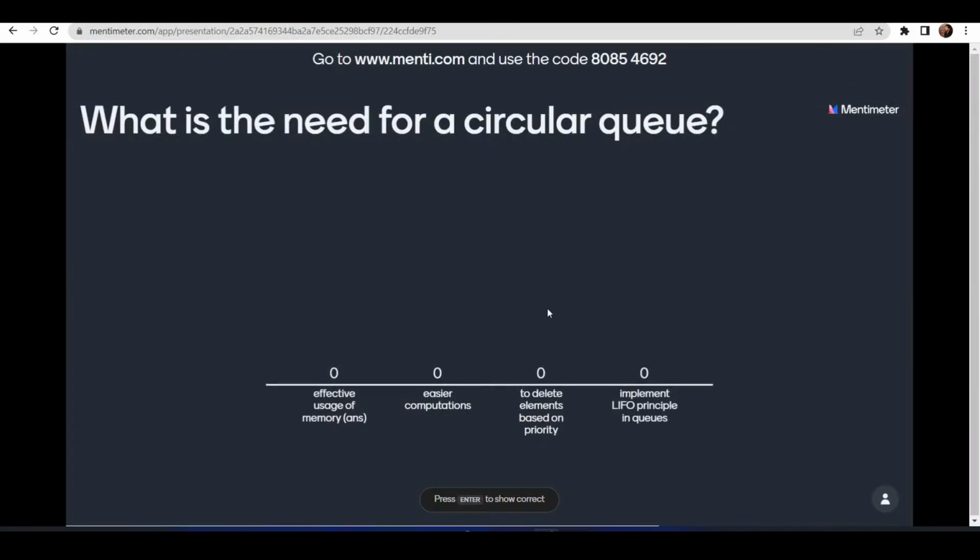So let's check from the exam given options. Effective usage of memory, yes, this can be the answer. Easier computations, might be, but the more effective answer will be the first case. To delete elements based on priority, no, this is not the case. Implement LIFO property in queues, no, this can also not be the case. We have the answer as effective usage of memory.